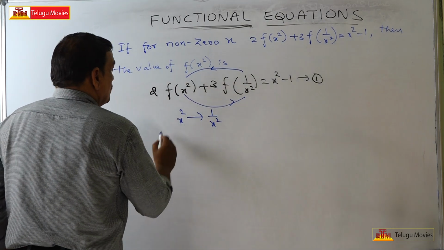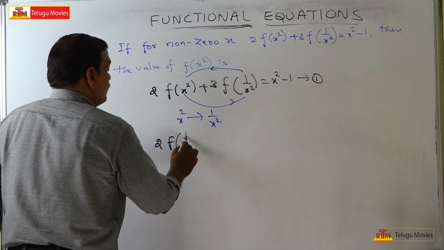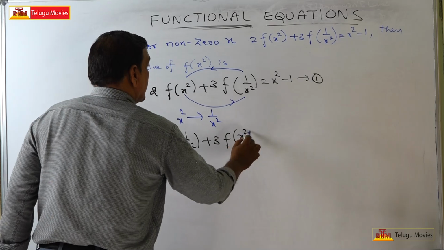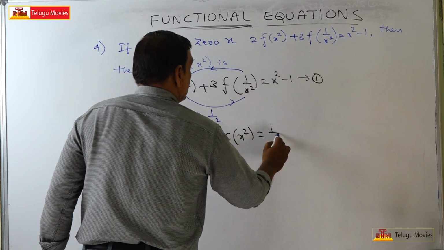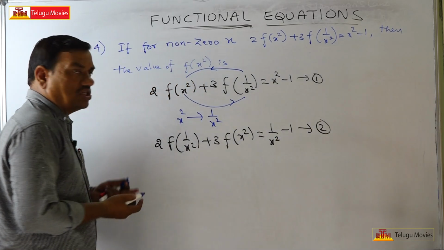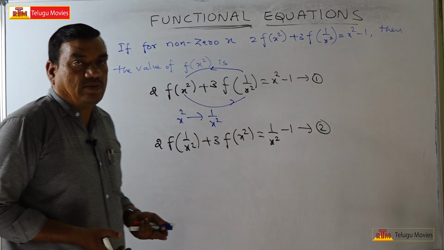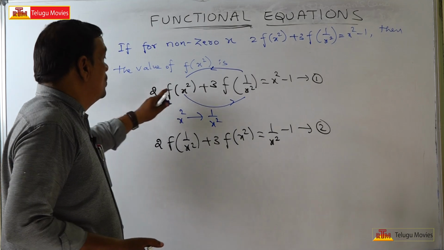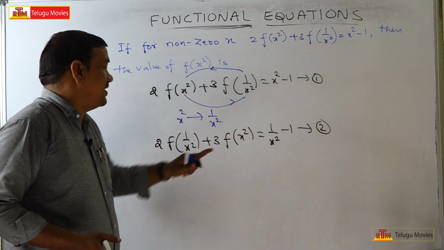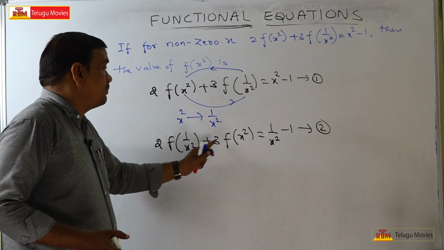So what happens? 2 times f of 1 upon x square plus 3 times f of x square is equal to 1 by x square minus 1, right? So just like linear equations, in linear equations we had x and y. Like that, this is 2x plus 3y.